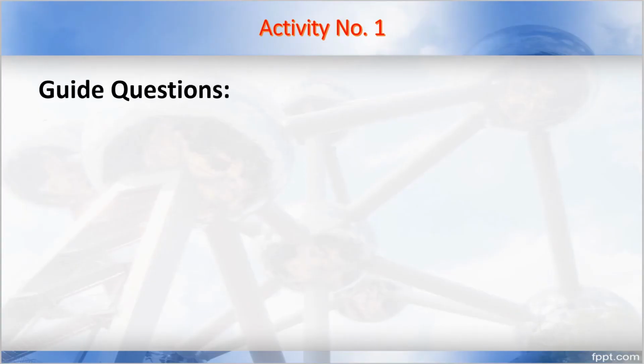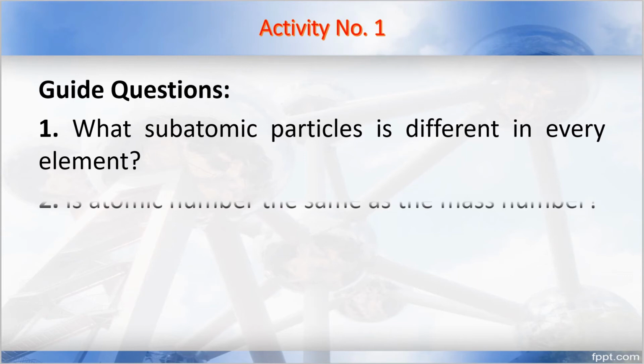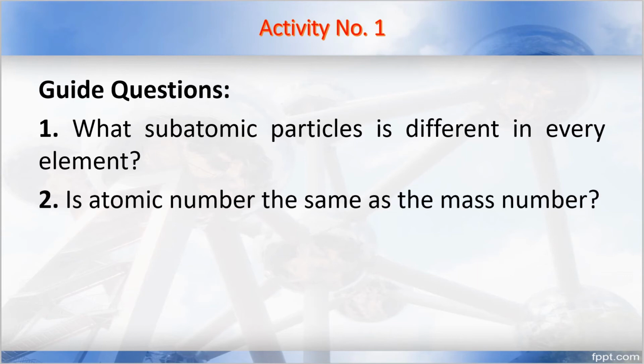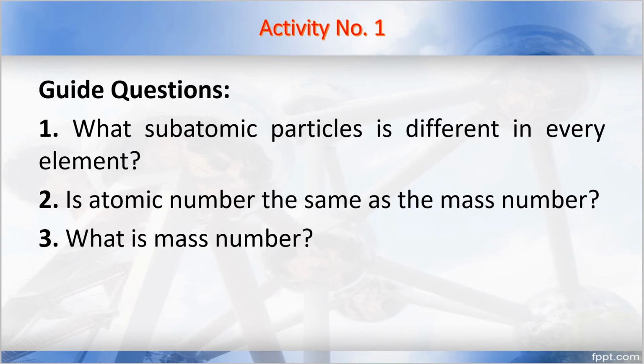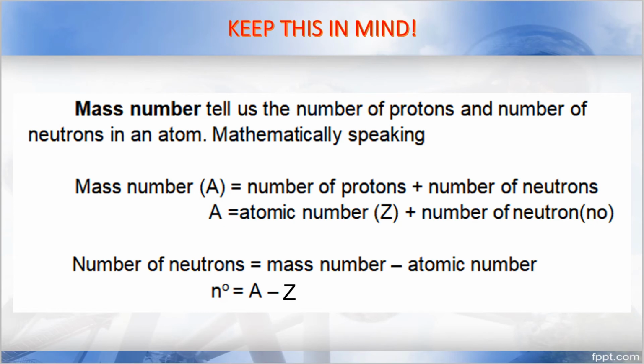Guide questions. Number 1. What subatomic particle is different in every element? Number 2. Is atomic number the same as mass number? Number 3. What is mass number? Number 4. Differentiate atomic number from mass number. Keep in mind that mass number tells us the number of protons and number of neutrons in an atom.